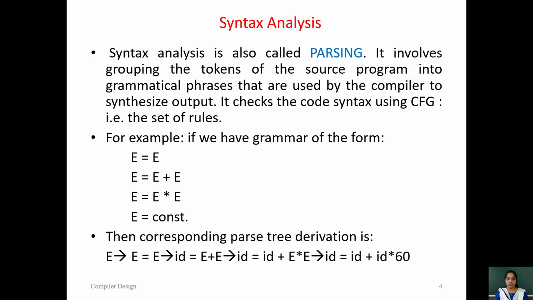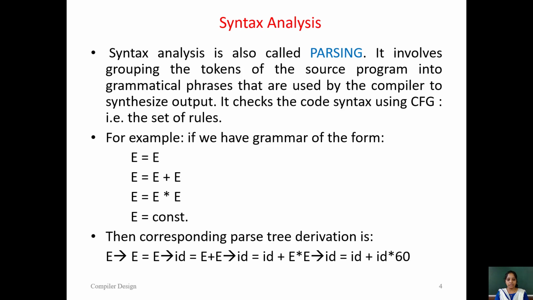What is that grammar? Suppose the grammar rules I have written are: E equals E plus E, E equals E into E, E equals ID, E equals constant. Parsing is nothing but building the parse tree. So how will the string be derived from this grammar?